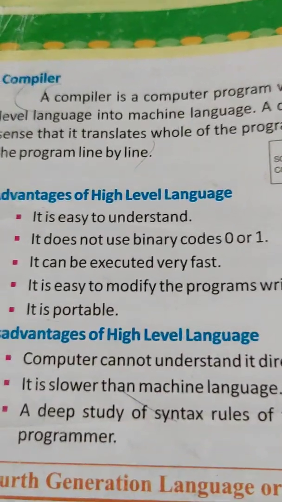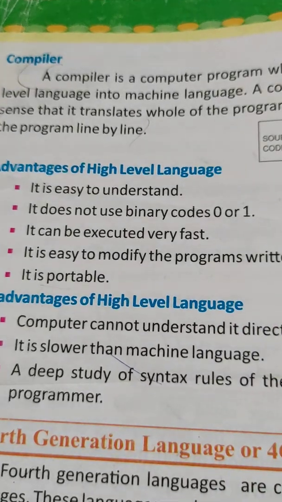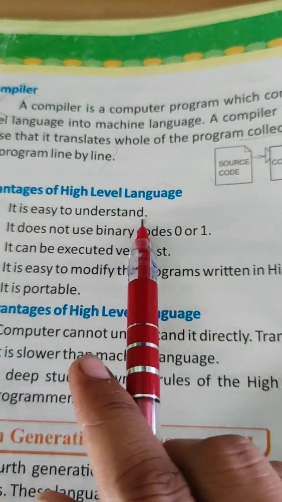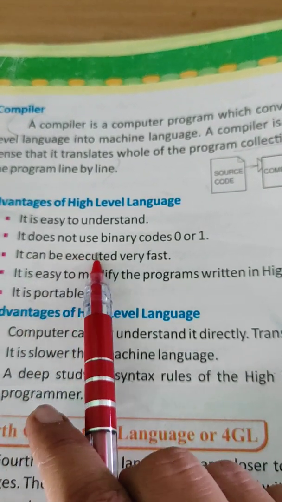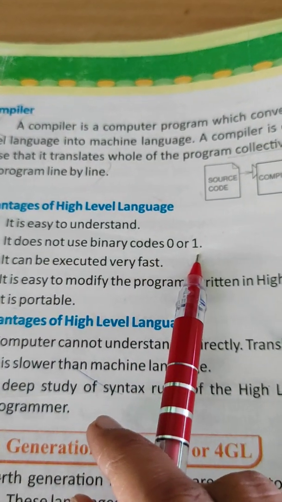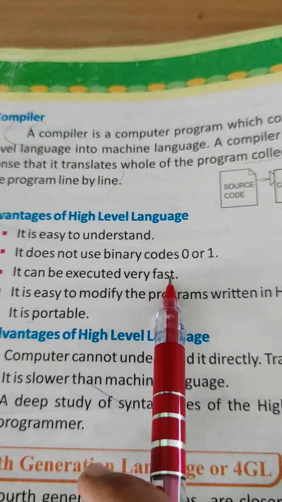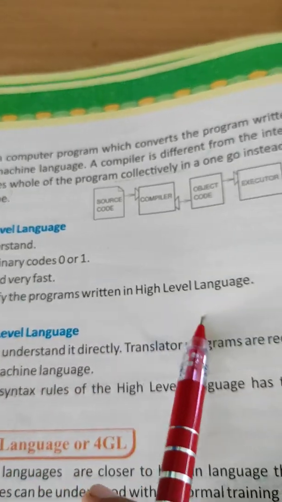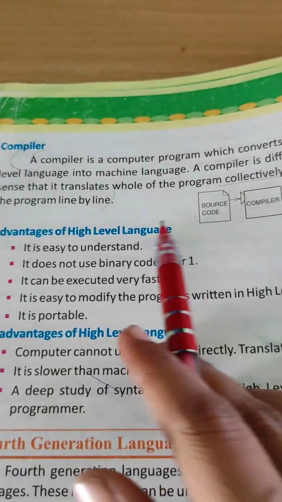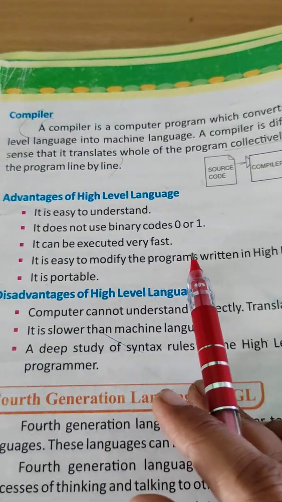What are the advantages and disadvantages of the high level language? We will see now. It is easy to understand. We can understand it easily. It does not use binary code 0 or 1. It can be executed very fast. It is easy to modify programs written in high level language, and it is portable. These are the advantages of high level language.